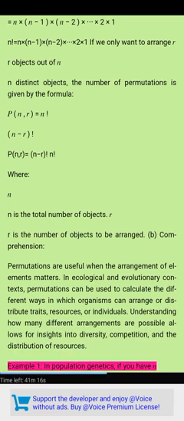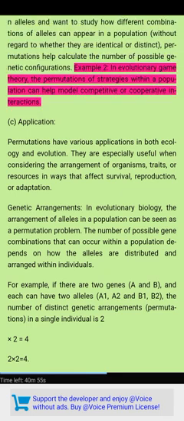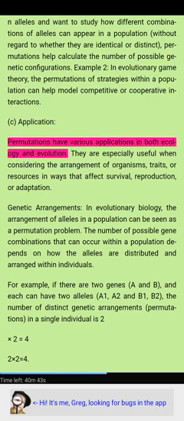Example 1. In population genetics, if you have n alleles and want to study how different combinations of alleles can appear in a population without regard to whether they are identical or distinct, permutations help calculate the number of possible genetic configurations. Example 2. In evolutionary game theory, the permutations of strategies within a population can help model competitive or cooperative interactions. Application. Permutations have various applications in both ecology and evolution.